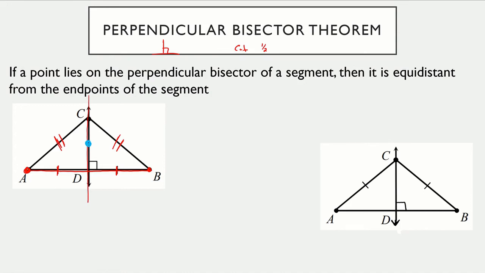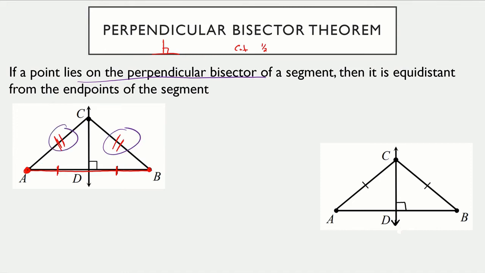So if my point was there, then these two distances would have been the same. If my point was way up here, then those two distances would have also been the same. So it doesn't matter where that point is, as long as it's on the perpendicular bisector, then that statement is always going to be true. In other words, these are always going to be congruent.